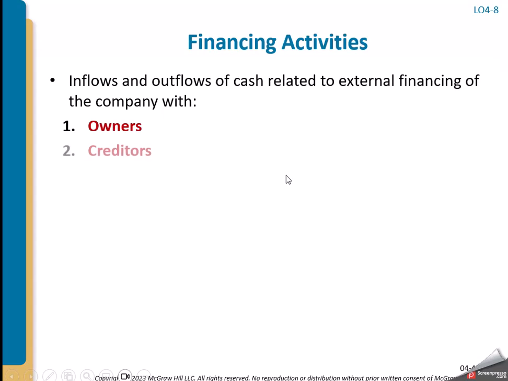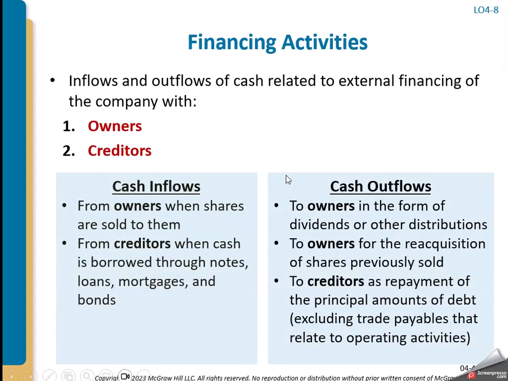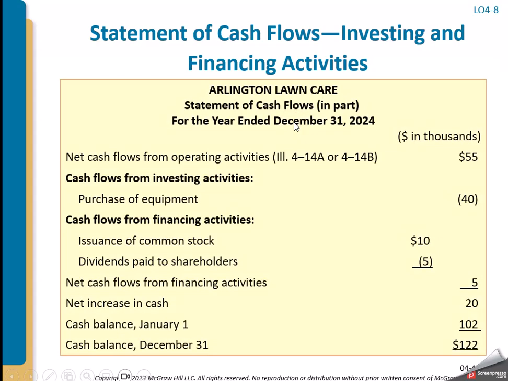Your financing activity says, okay, where does the money come from? So if it's an inflow, am I getting it through loans? Am I getting it through selling stock? Am I selling bonds? When it's outflows in financing, I'm paying off those loans or paying off those bonds, or I'm paying my stockholders dividends. All those are outflows in the financing activity.